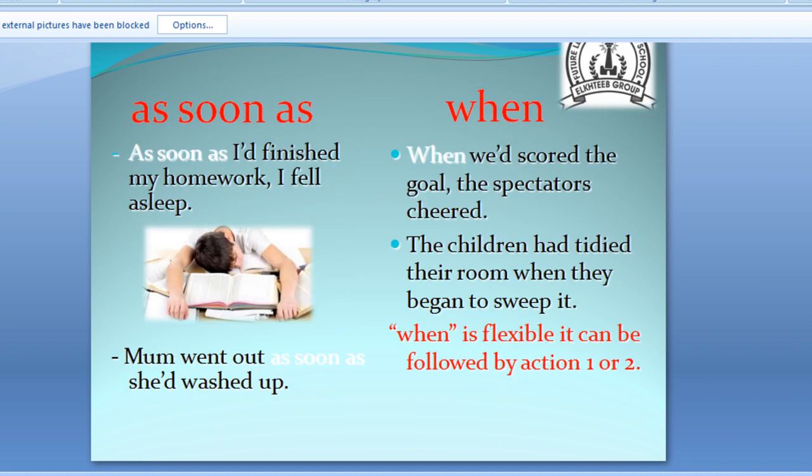As soon as and when. As soon as is followed by action 1, and it can be used at the beginning of the sentence or in the middle of the sentence. When is flexible; it can be followed by action 1 or action 2. Both are correct. As soon as I had finished my homework, I fell asleep. Mom went out as soon as she had washed up. When we had scored the goal, the spectators cheered. The children had tidied the room when they began to sweep it.